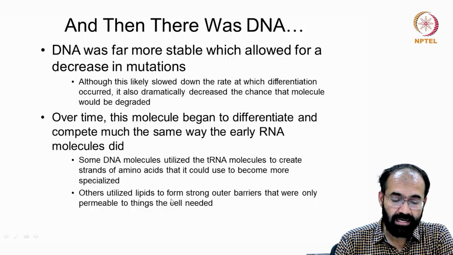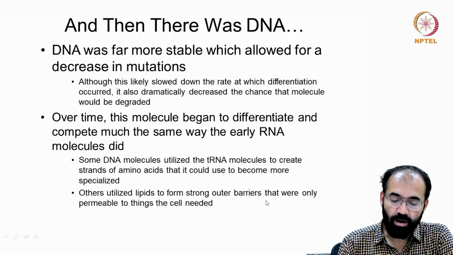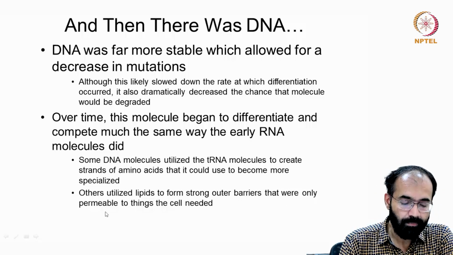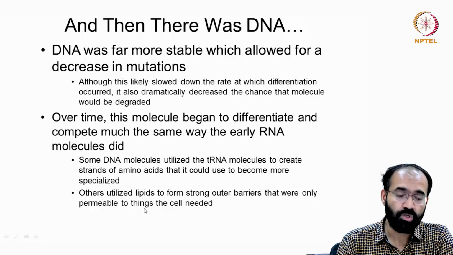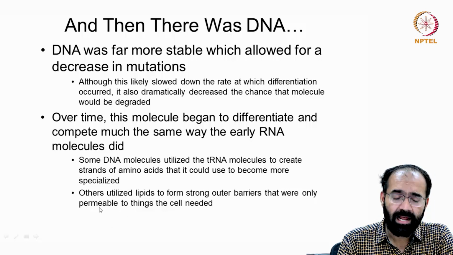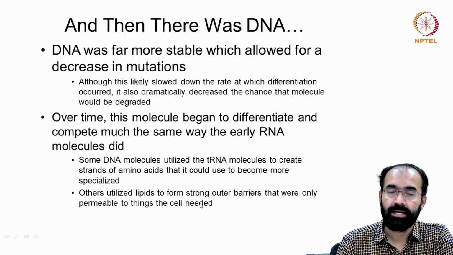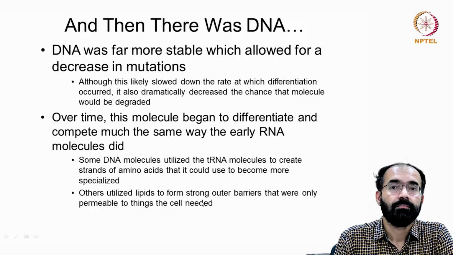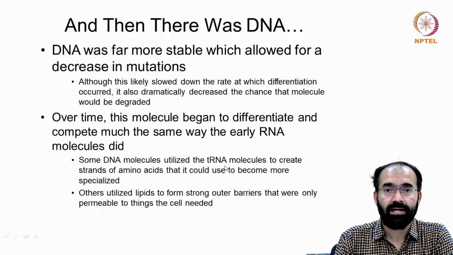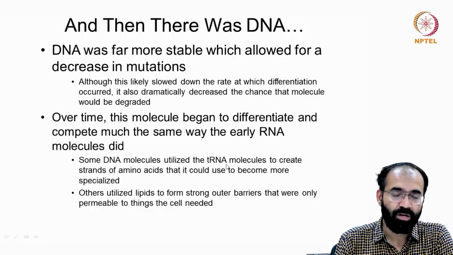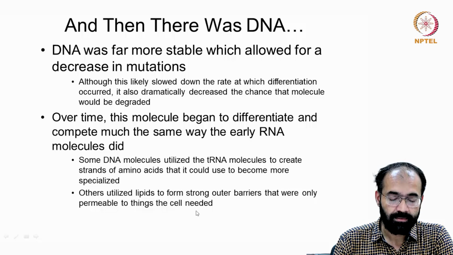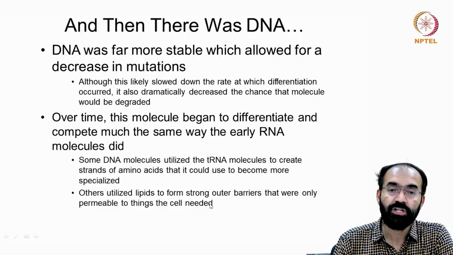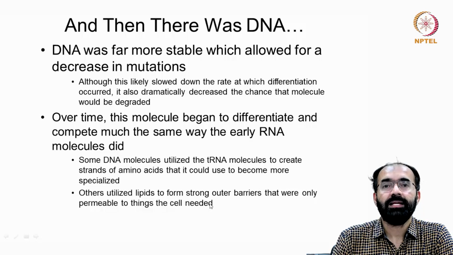Others utilized lipids to form strong outer barriers that were permeable only to things that the cell needed. So some DNA made use of the tRNA and allowed assembly of the amino acids, whereas the other made use of the lipids. And now it's a question of time who is winning this battle. And we will continue about this in the next class.